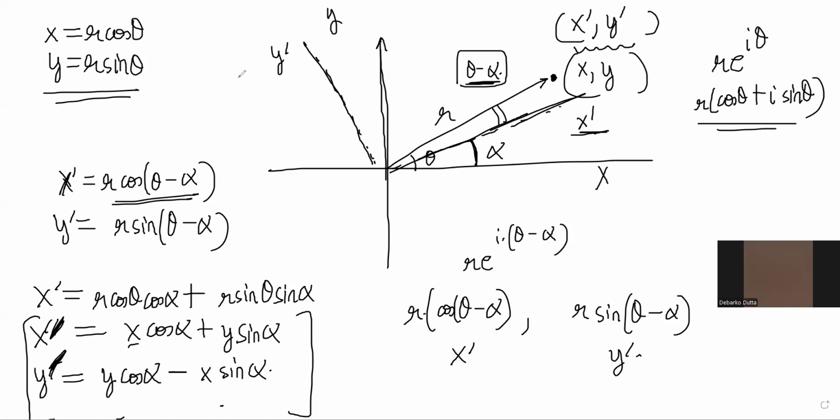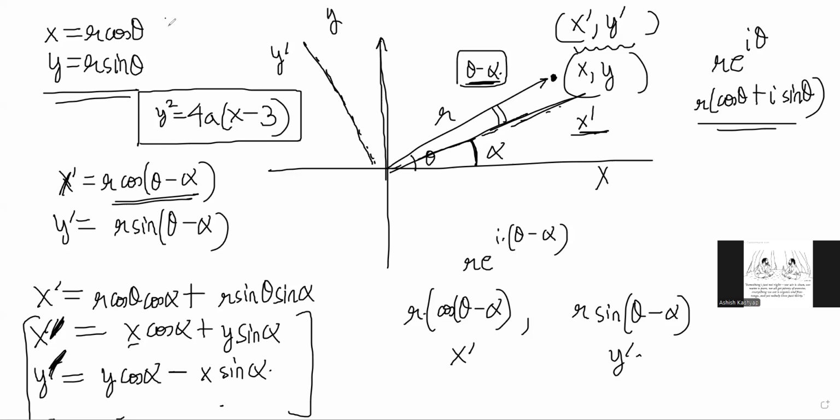Right. Suppose the curve had the equation y squared is equal to 4a into (x minus 3), right? Right. And I have rotated the axis by some degrees. I want the new equation in x dash and y dash for the same curve, right? Yes. All I have to do is take these two relations and do the opposite solution. I want to find x and y in terms of x dash and y dash, right?